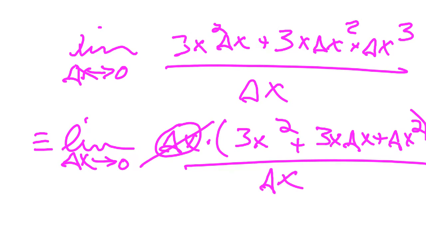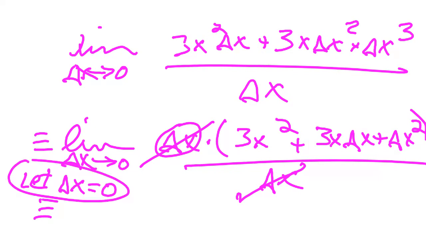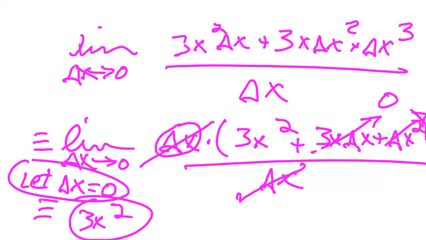Now I can cancel these, right? Because it's not 0 over 0, because I only approach 0, I don't touch it. But now, what can I do? Now that I'm not going to have 0 divided by 0, I can let delta x equal 0, or go to 0, basically. And then if I do that, what happens? That goes to 0, and this goes to 0, so I'm left with 3x squared.